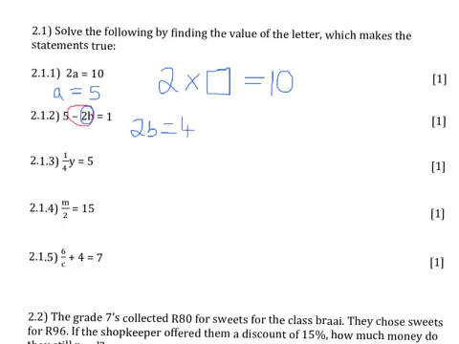Well, what times 2 gives me 4? 2 times 2, therefore b must be equal to 2. So we've solved that one.